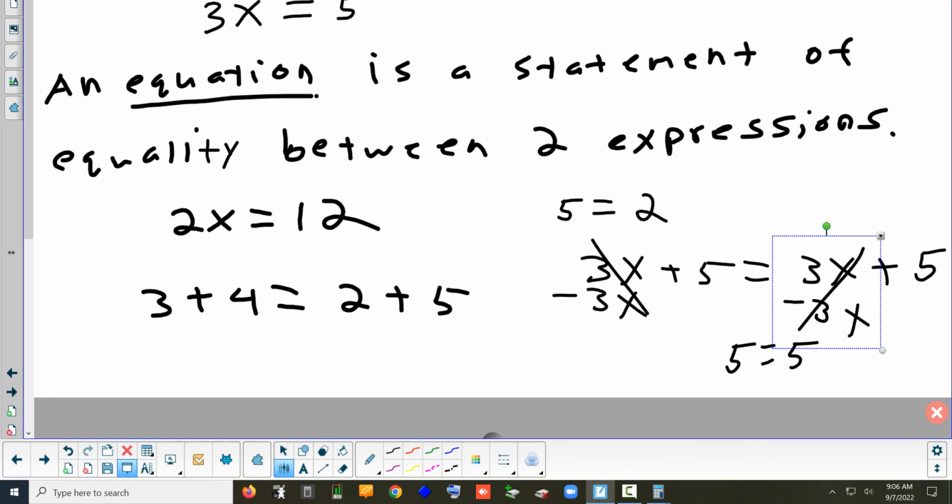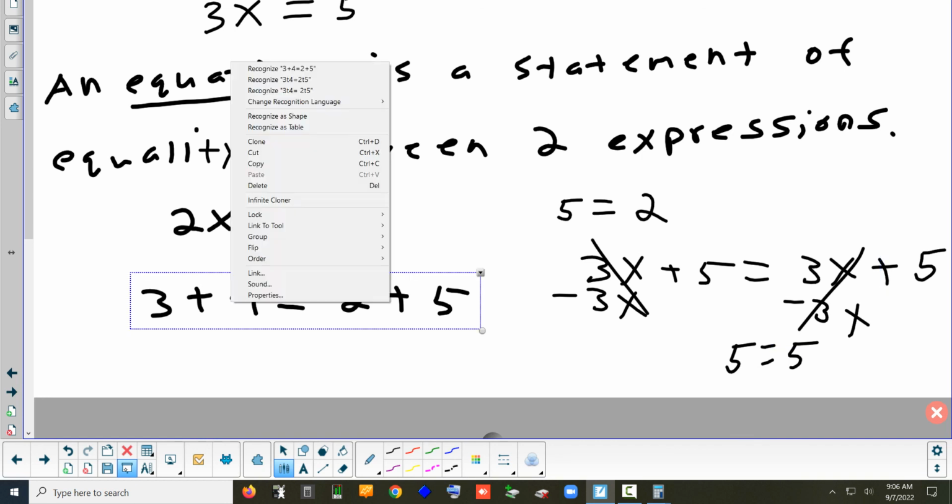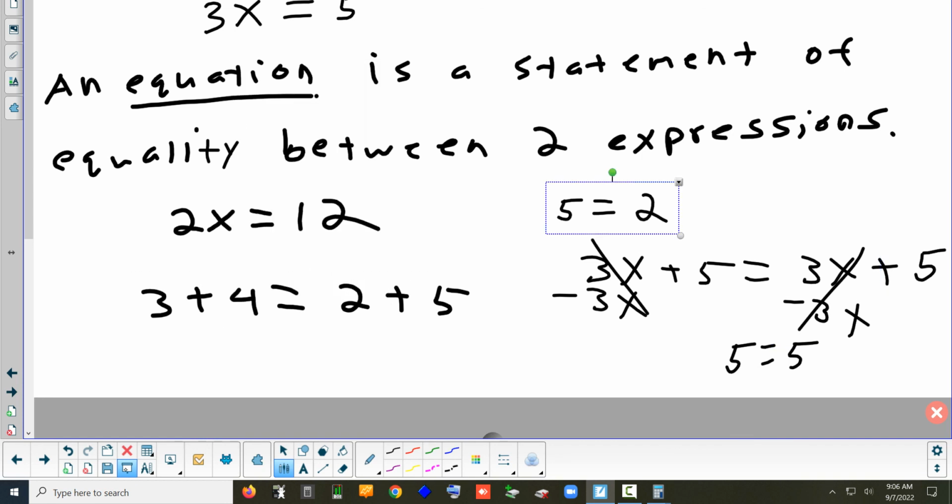So this is an equation that is always true, an equation that's never true, and an equation that is sometimes true if you let x equal 6. But the point is, they're all equations.